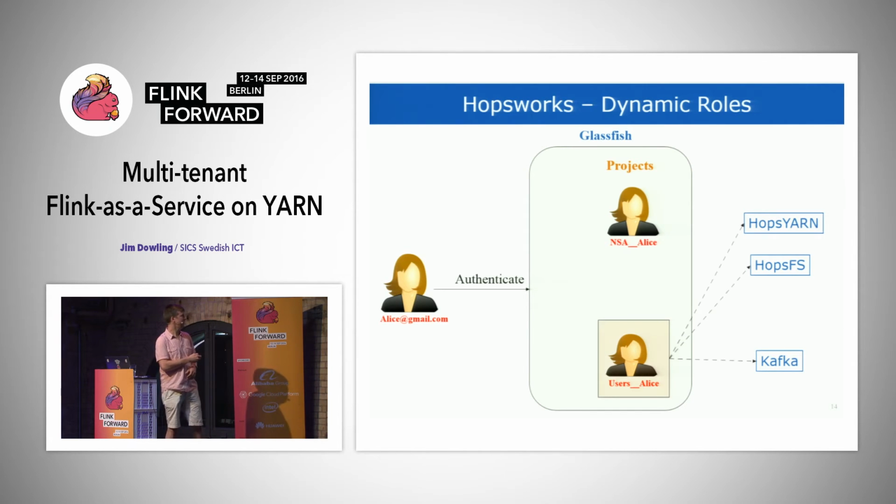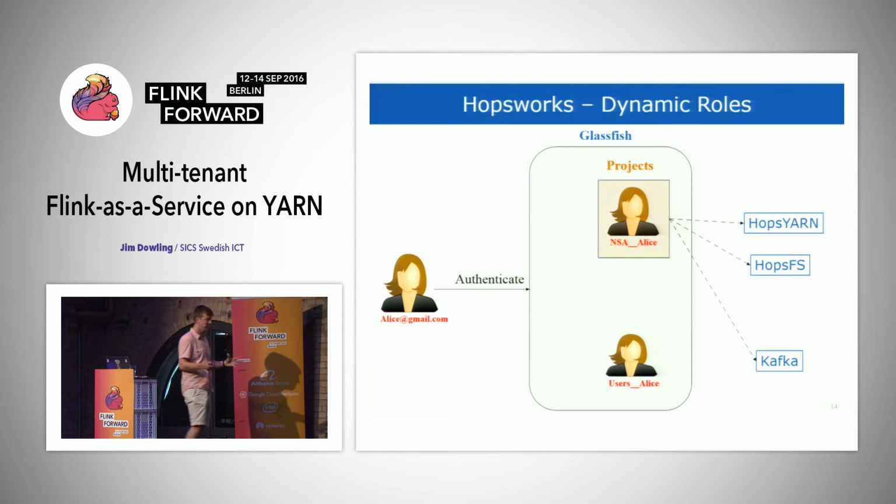So when Alice authenticates and navigates to the Users project, Alice will be active within that project. So when Alice does something in the file system, or does something in Yarn, or does something with Kafka, that will be the username that's used. Right, so if Alice is a member of the NSA project and she's active in there, you'll see that that will be the username used in the file system. So if Alice has access to some files here in the project Users, the other Alice, the NSA Alice, doesn't have access to those files.